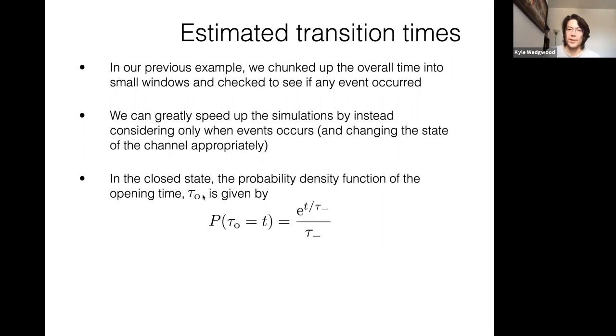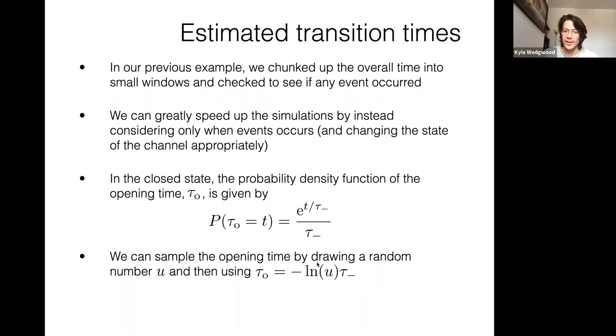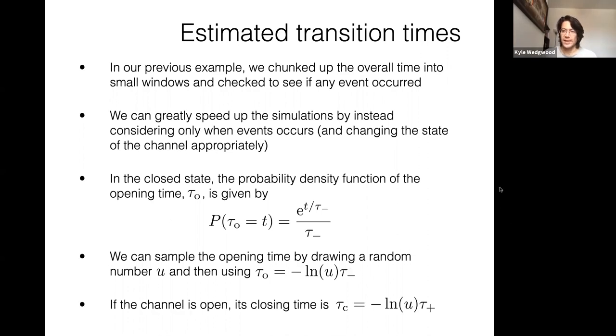So if we're in the closed state, then for the probability of the channel opening, we know that the dwell time is given by tau minus. So the probability, if we wait some time t, that an event actually occurs is given by this probability distribution here. And again, there's some nice mathematical theory that tells us why this should be the case. But the key thing is that if we just take that random number u that we had earlier, then the actual time to the next event can just be expressed like this: minus the natural logarithm of that random number times our expected dwell time. Conversely, if we're already in the open state, then we can work out the time to closing by using tau plus instead of tau minus, because remember, this is our dwell time in the open state.